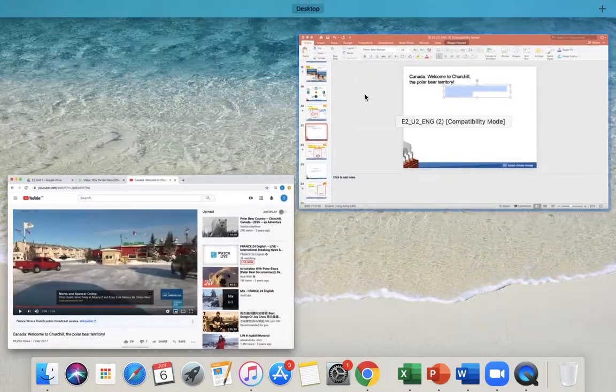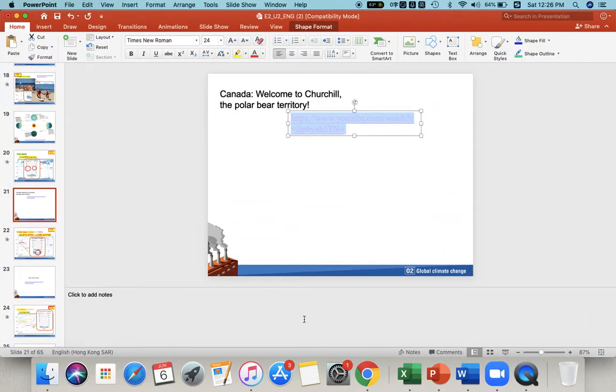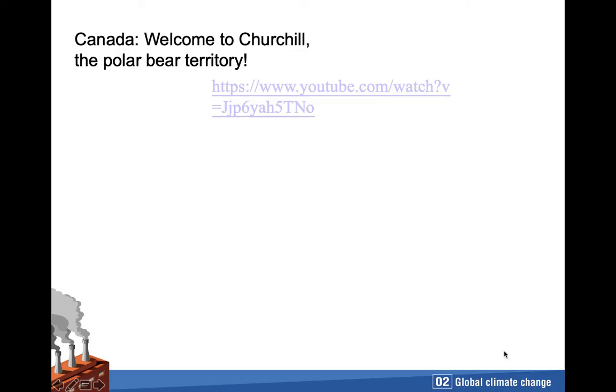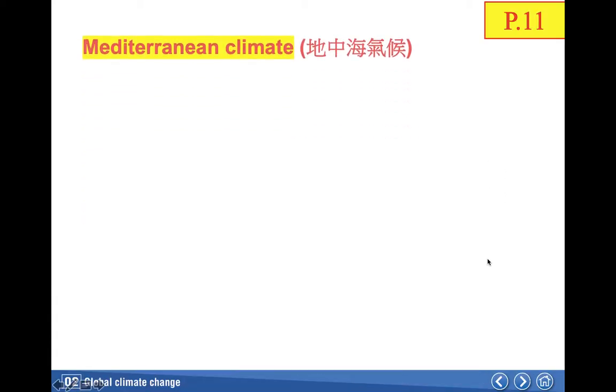So you got more understanding about the place, about the polar climate. So let's move to another climate that is called the Mediterranean climate. You can read it with me at home. Mediterranean climate. That means 地中海氣候.